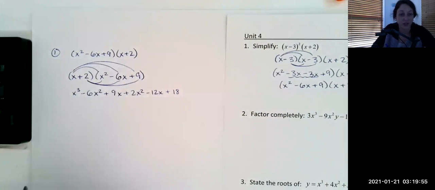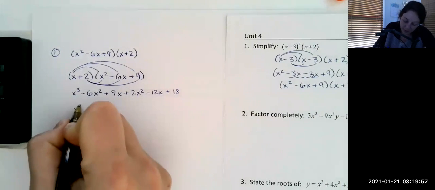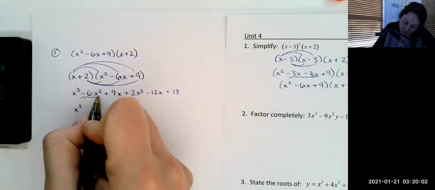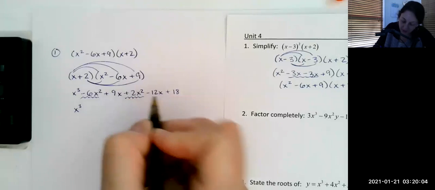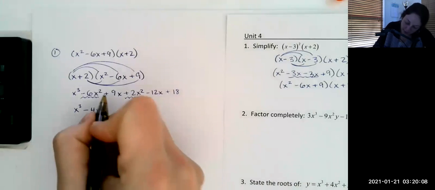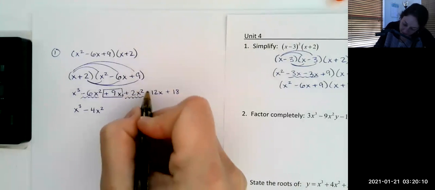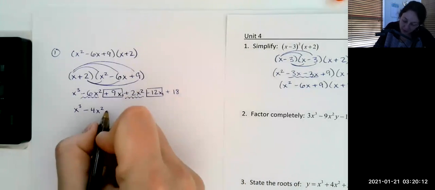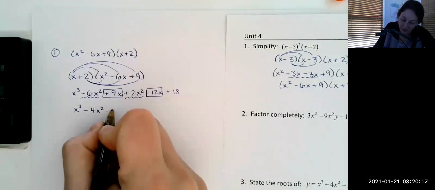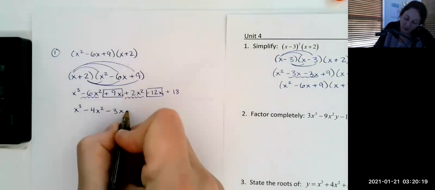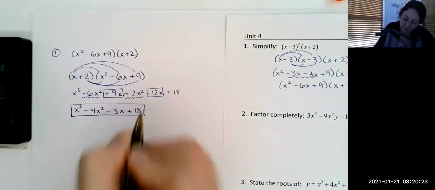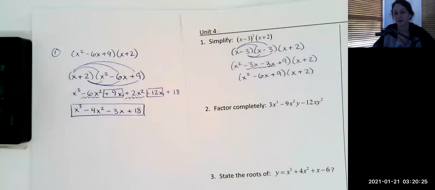Now I'm going to look for some like terms. X cubed doesn't have any friends. It stays just x cubed. But I've got minus 6x squared plus 2x squared, so minus 4x squared. And then I've got plus 9x minus 12x. So together, positive 9, negative 12 add up to minus 3x. And then finally I get plus 18. And we're done. There's number 1.